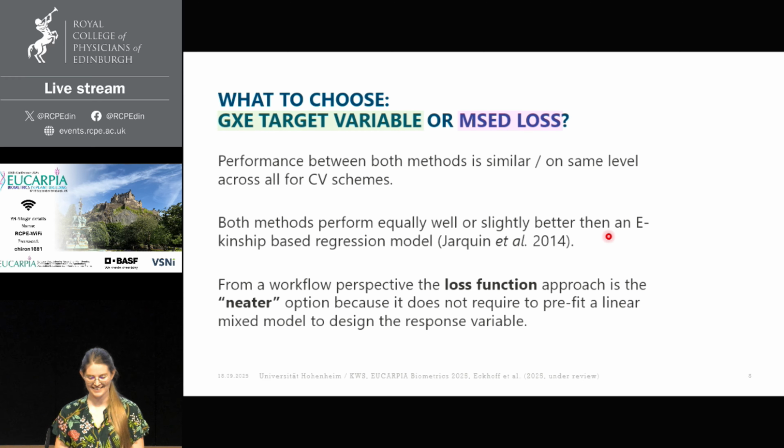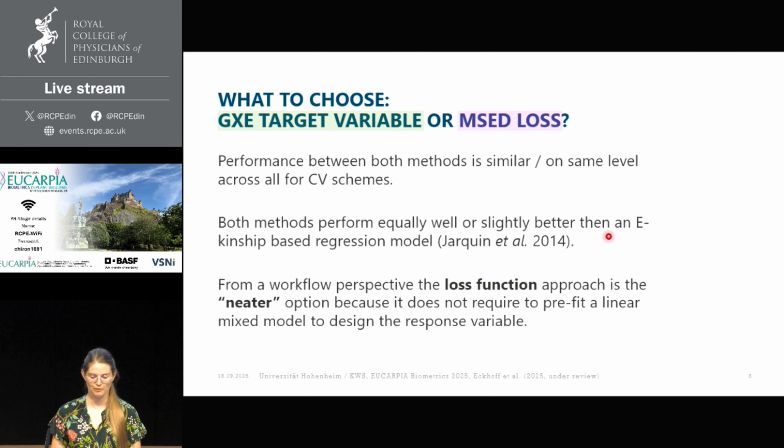By now I should have been clear enough on stating that if you are thinking of using a deep learning model or a machine learning model, it is important that you are aware of what you want to optimize for. And if that is G times E, then probably you need to think of ways how to factor out your environmental main effects. And the question still is, so what to choose of the two methods that I proposed, target variable design or loss function.